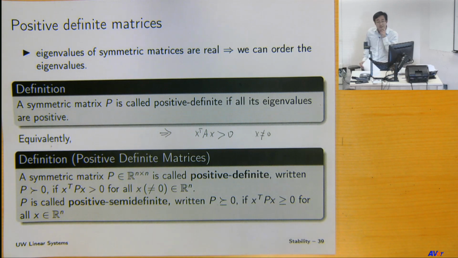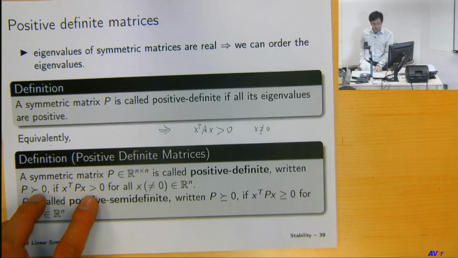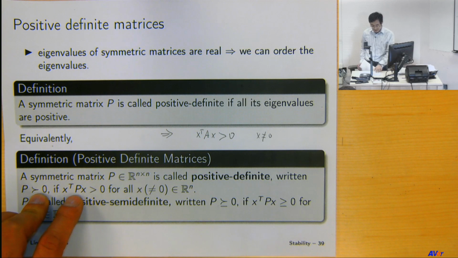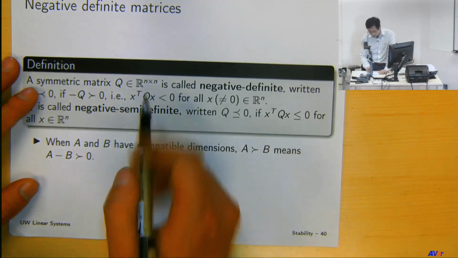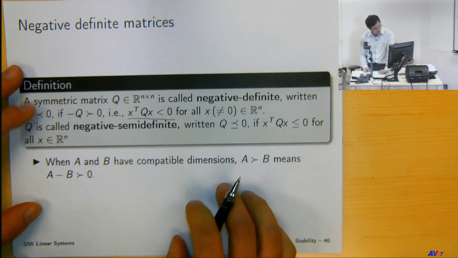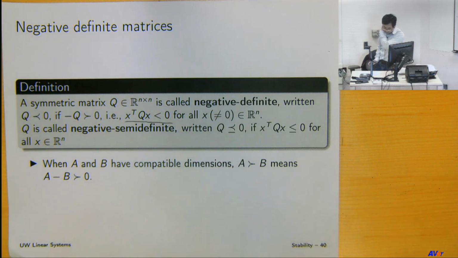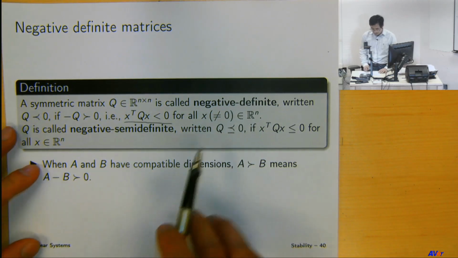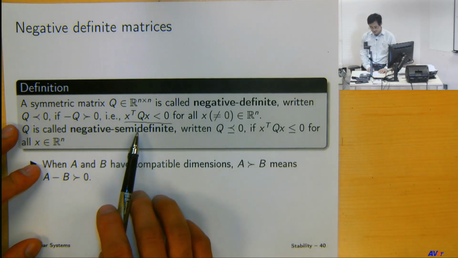So we have positive definite matrices. We can also have negative definite matrices. Negative definite matrices, just change these two signs. If you have a matrix, and no matter how you construct your quadratic function, x transpose times P times x, you always have the result to be negative, then it's called negative definite. So again, if it's less than or equal to, it's called negative semi-definite.